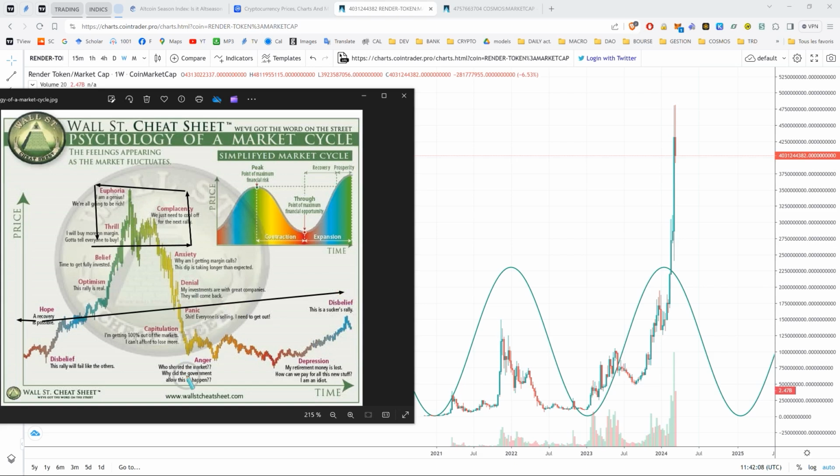So you want to buy Render, be smart. Don't do it now. Put yourself a note in 2025. Buy it when everybody is at the anger or depression phases. That's really the way to go, okay? Put simply.